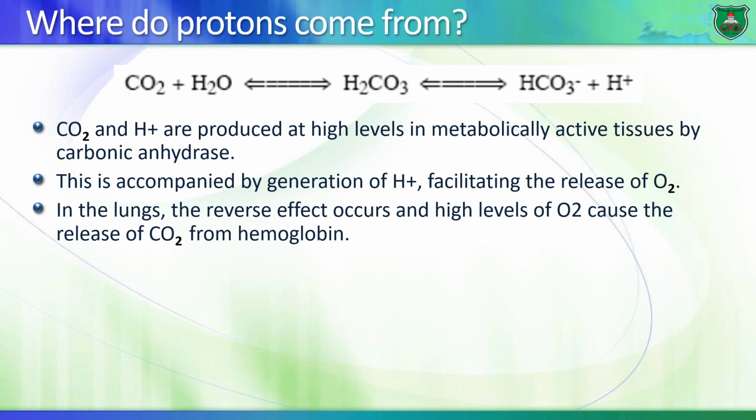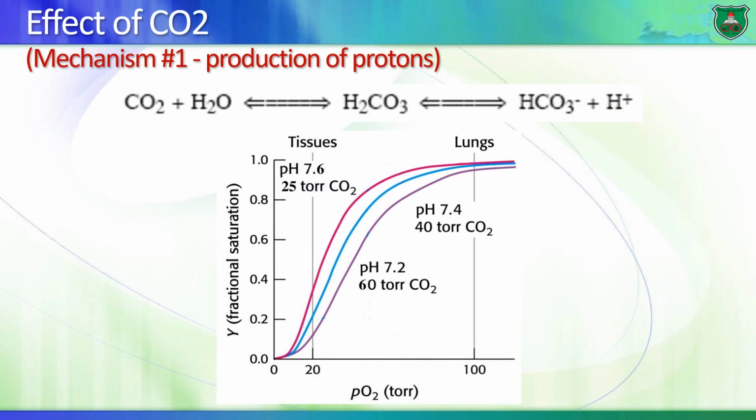And that makes sense because now in tissues what you need is to have hemoglobin in the T state, in the low affinity state, so that oxygen is released in tissues. Okay? So we said that protons come from metabolism, the generation of carbon dioxide in tissues, and that results in the formation of protons. So that's the first mechanism.